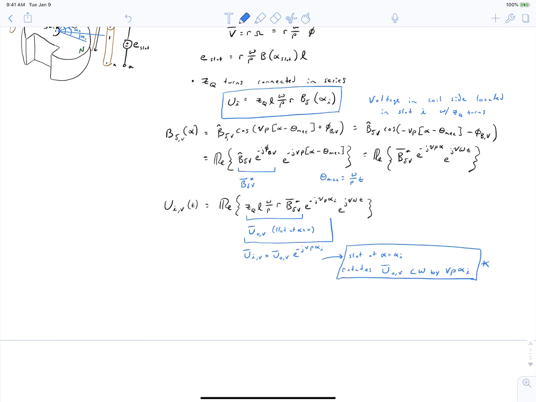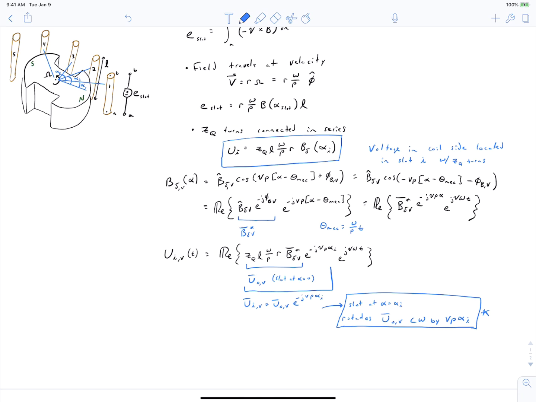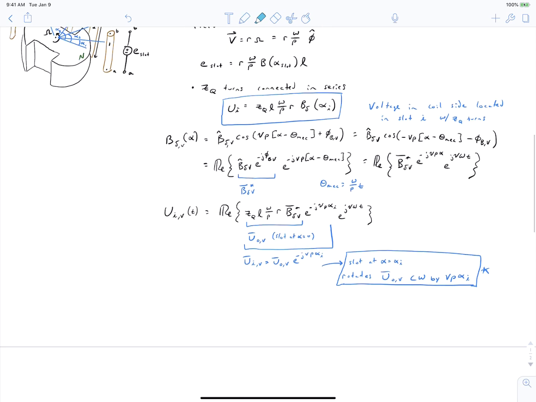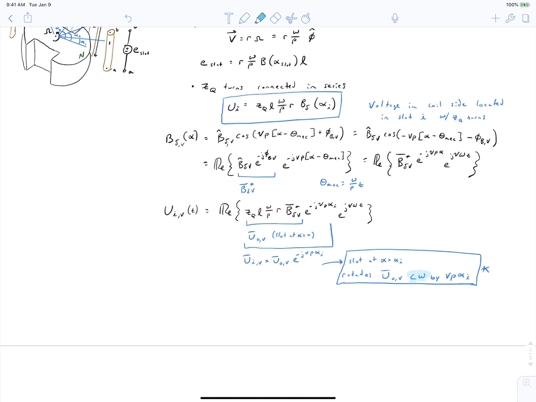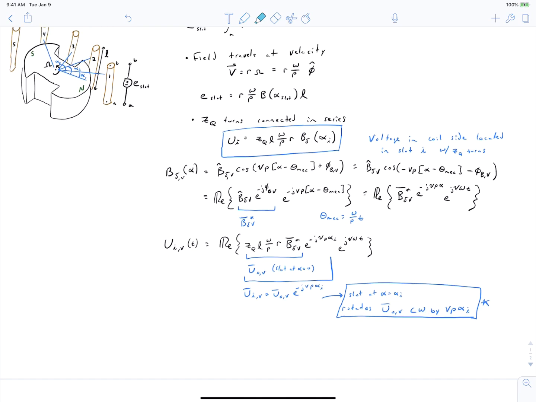And so we see that to figure out the phasor of the voltage in any arbitrary slot, we simply rotate our U0V quantity, that is our phasor for a slot located at alpha equals 0, clockwise by the location of the other coil side multiplied by the harmonic index. So if you want to draw the phasor for this coil side, you're going to figure out what the phasor is for a coil at alpha equals 0, and then you're going to rotate it by negative Vp times alpha. So let's sketch what that looks like.